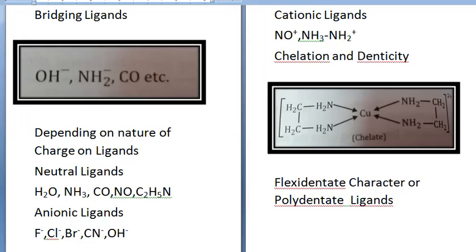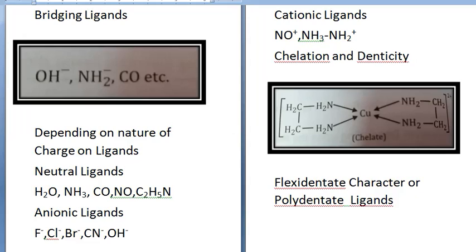Now next is classification of ligands depending on nature of charge on ligands. This is very simple. First is neutral ligands. They do not have any charge on them. They are neutral. For example, water, H2O, is called aqua. NH3 is called ammine. CO is called carbonyl. NO, nitrosyl. C5H5N, pyridine, etc.